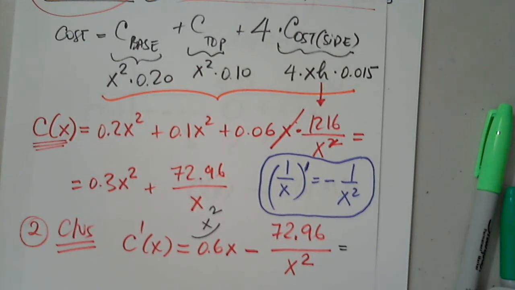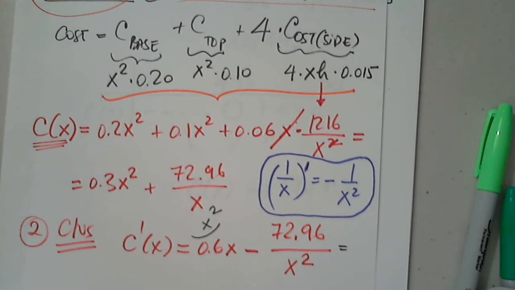You know me, I prefer to see the function. So the function is 0.3x squared plus 72.96 divided by x. And I see it, it's correct.